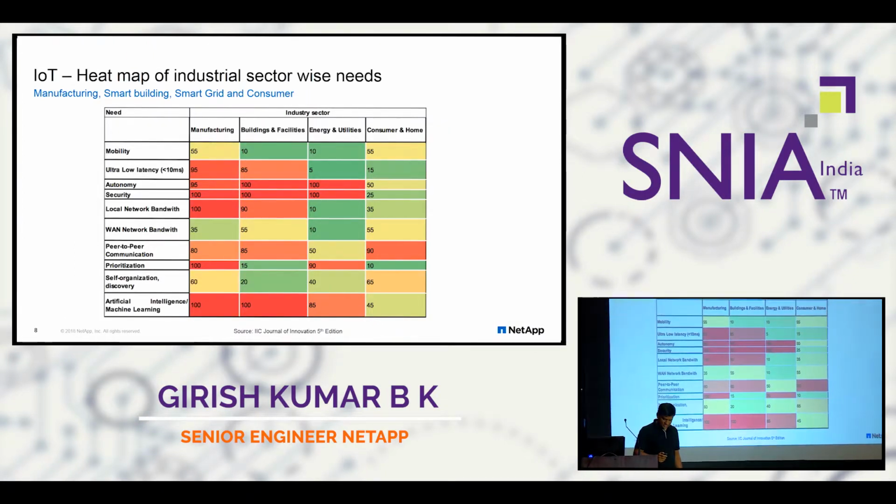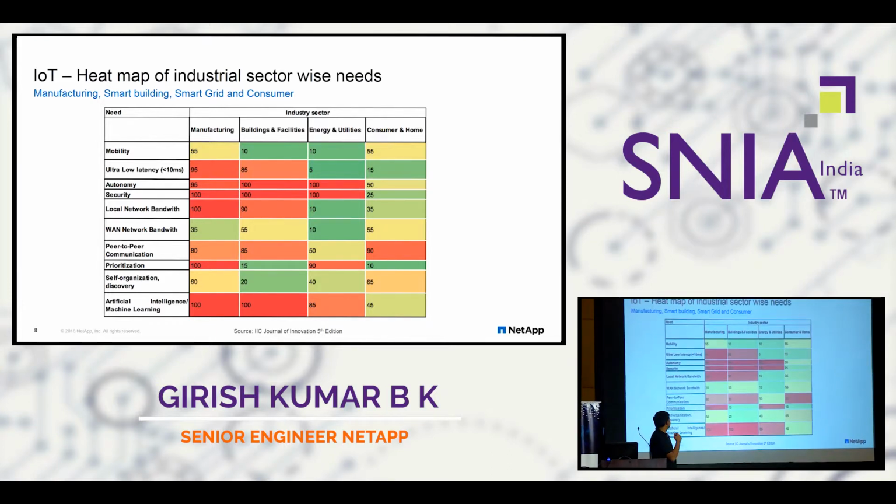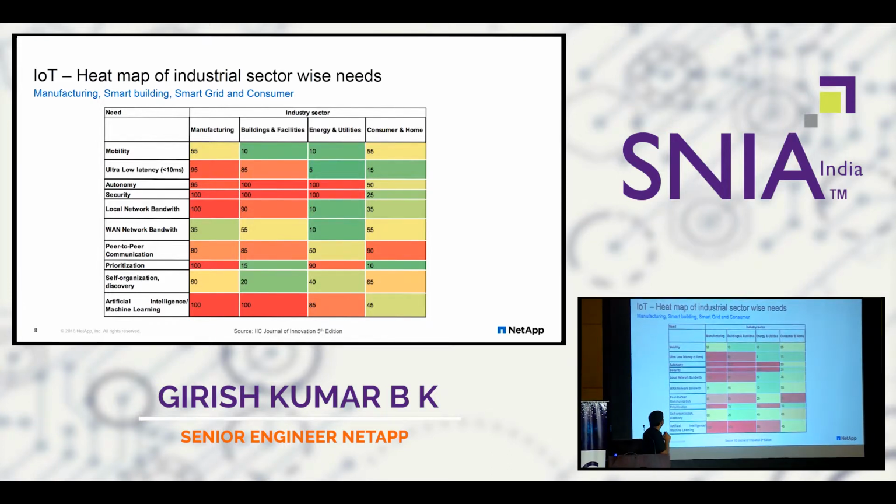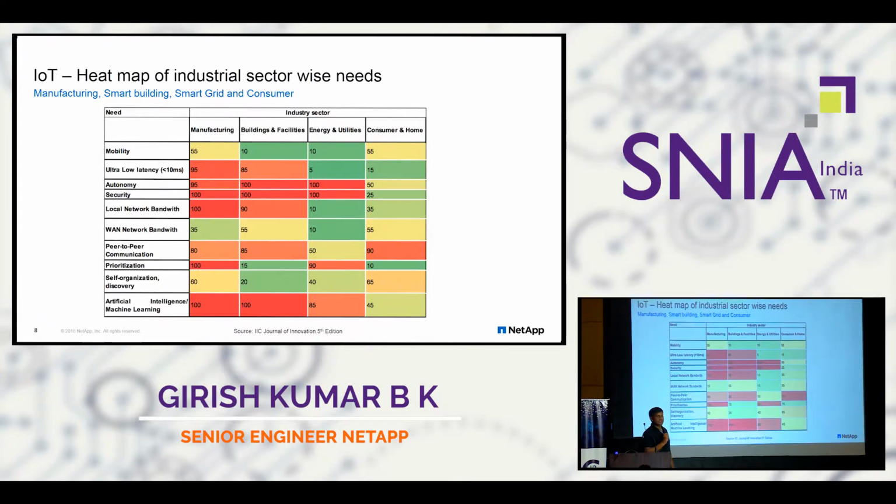Now, I want all of you to squint a little on this slide. This is a heat map of industrial sector-wise needs, okay? This has been surveyed across these different industries: manufacturing, smart building, smart grid, and consumer. And these are the different needs across the different industries. The red indicates that it's very essential, with the higher number, and green means it's kind of okay. It's not that urgent, or not an essential need.